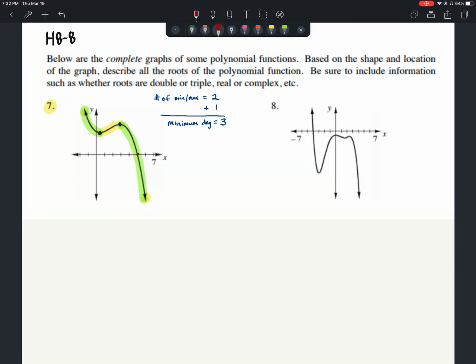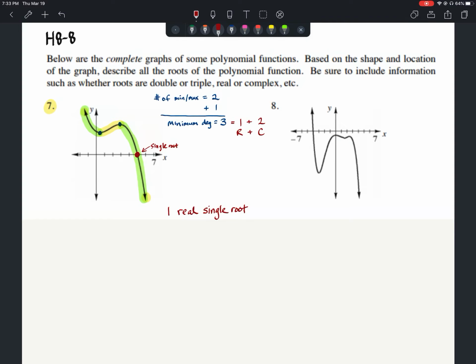If we look here, we're going to look for our x-intercepts. Here we have one x-intercept, right? This is a single root. So we could say here we have one real single root, which means that our 3 is going to equal 1, our number of real roots, plus our number of complex roots. Well, to get 3 there, we know that we're going to have 2 complex roots.